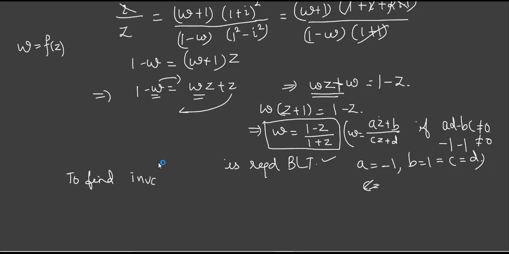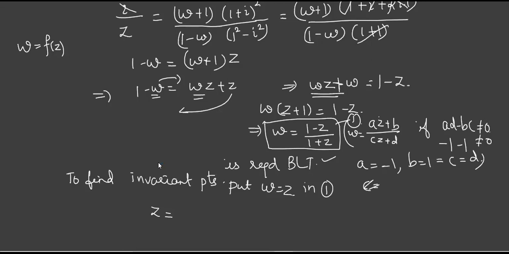What we have to do? To find invariant points, just put W equal to Z. Yesterday I told you. Let me call this equation 1. So replace this W by Z, you will get the invariant points. Invariant means a point in the Z plane is the same as its image in the W plane. If you are getting it the same, it is an invariant point. So in place of this W, I'll write Z.